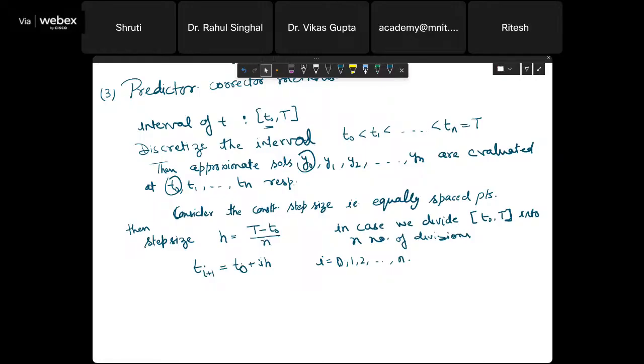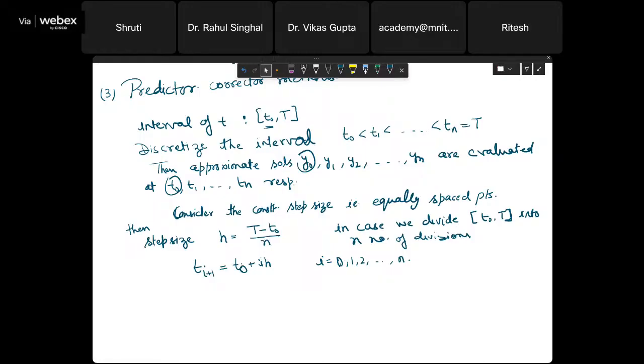Okay, so the numerical methods which we are going to discuss do not actually require equally spaced time steps, but for simplicity I'm just considering it, and in fact it will be helpful for discussing the stability and convergence of the methods. So throughout the discussion we will take the same step size. So equally spaced time steps we are going to consider.